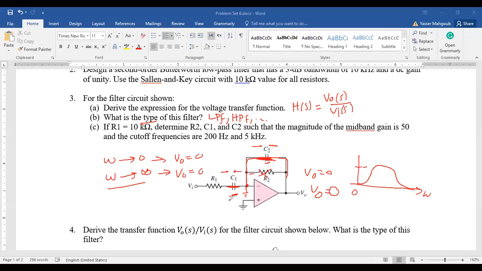And we will prove this right now. So we need to find the transfer function. We need to find the type of the filter. And finally, if we have R1 is this, how much is R2, C1, C2? We need to design it. If we're going to select R1 as 10K, how to find R2, C1, C2 to give a mid-band gain of 50, and cutoff frequencies, two cutoff frequencies, because this is a bandpass filter, so you have omega 1 here and omega 2 here.